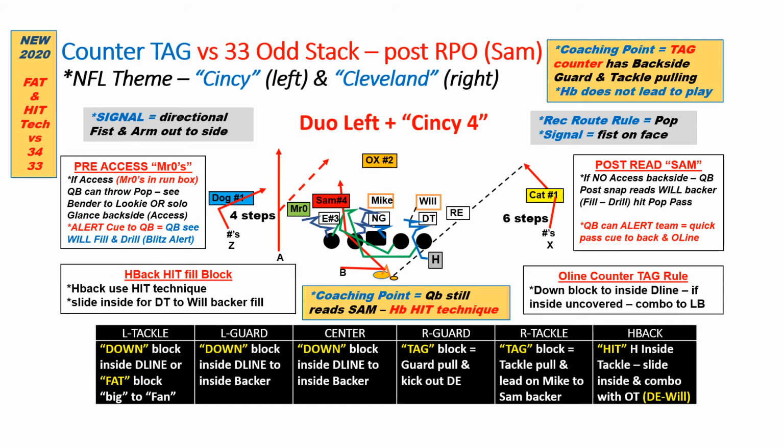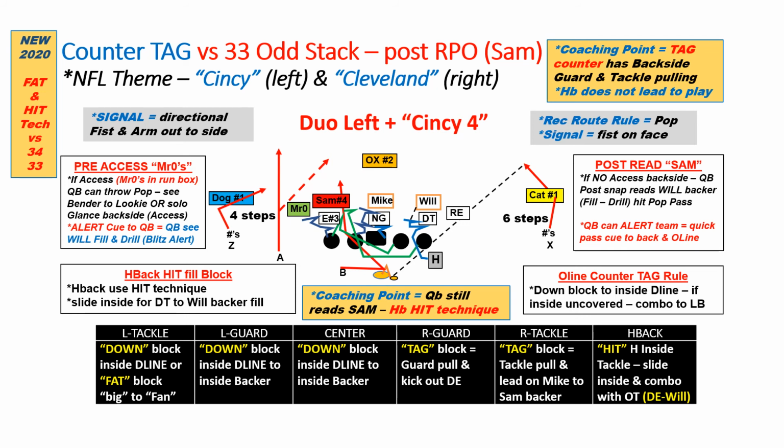Here's the counter tag. This is where we have the tackle and the guard pulling now. And we'll use the fat technique along with the hit technique on the backside now. So let's start with the fat technique. The left tackle, again, will hit that defensive end. If he slants down inside, then he's going to fan out to Mr. Zero.